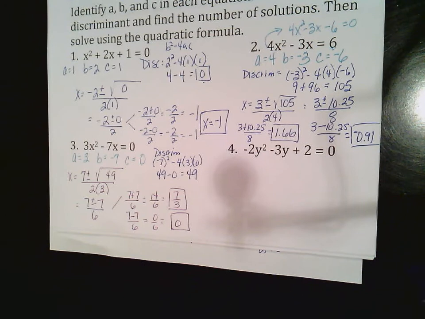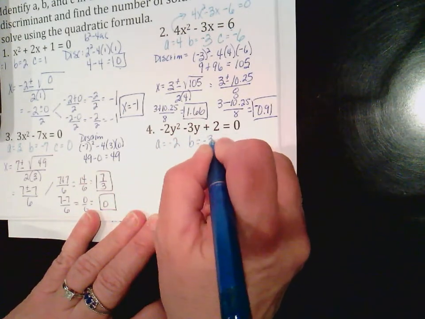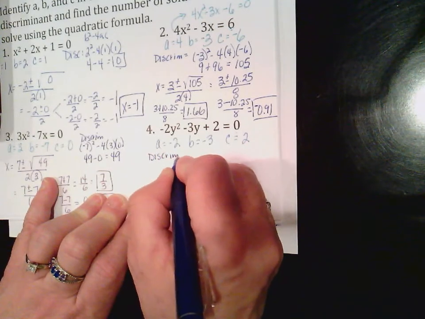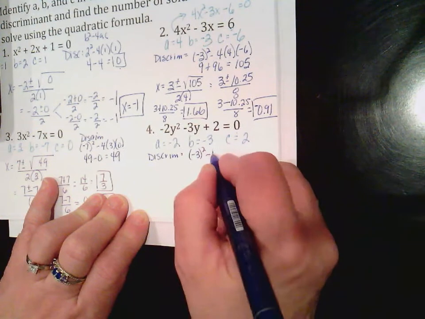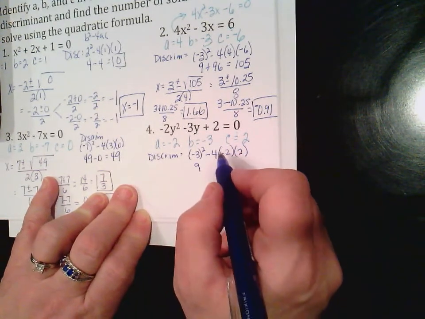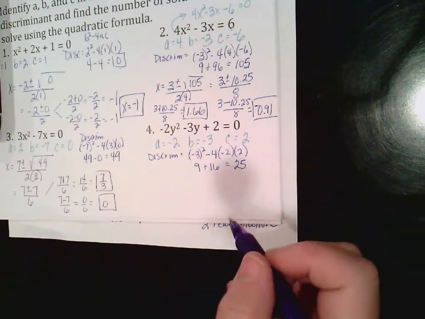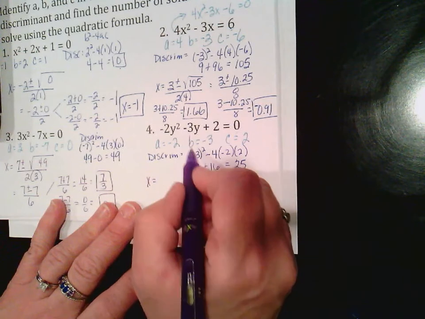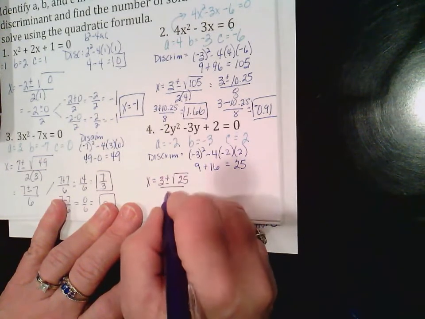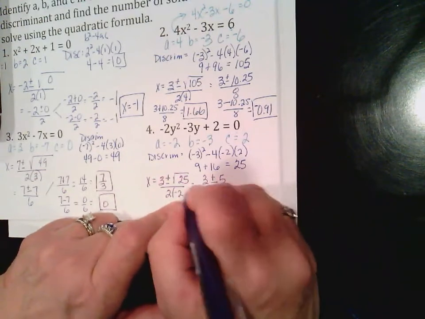Okay, we're going to try another one. Everything's set equal to 0. My a is -2, my b is -3, and my c is 2. My discriminant is b squared, so -3 squared, minus 4 times my a times my c. -3 squared is a positive 9. -4 times -2 is a positive 8, times 2 is 16, and 9 and 16 is 25. I'm going to plug that into my quadratic formula. x is the opposite of b. b is -3, the opposite of that is positive 3, plus or minus the square root of that discriminant, which is 25, all over 2 times a, which is -2. So this is 3 plus or minus the square root of 25 is 5, and 2 times -2 is -4.